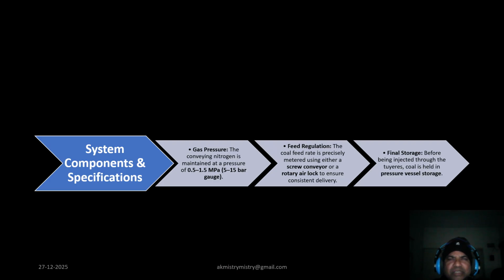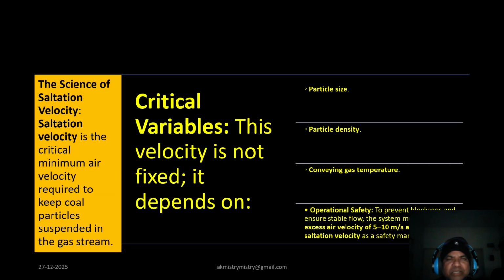Now, let's discuss the most critical design parameter, saltation velocity. Scientifically, this is defined as the minimum air velocity required to keep coal particles suspended in the gas stream so they do not settle at the bottom of the pipe.